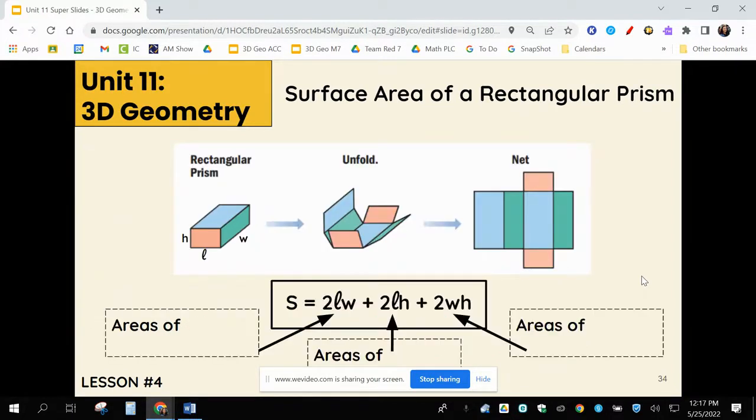All right, that brings us to our surface area formula. This is the formula to find the surface area of a rectangular prism. The surface area is 2 times the length times the width, plus 2 times the length times the height, plus 2 times the width times the height. When you do 2 times the length times the width, here's the length, here's the width, you're finding the areas of the top and the bottom.